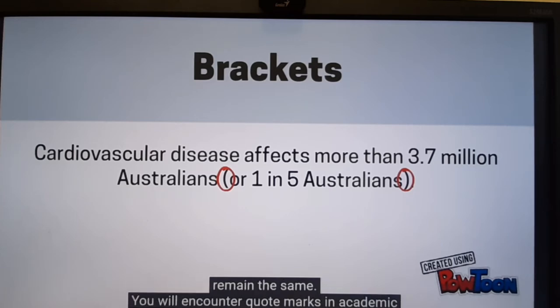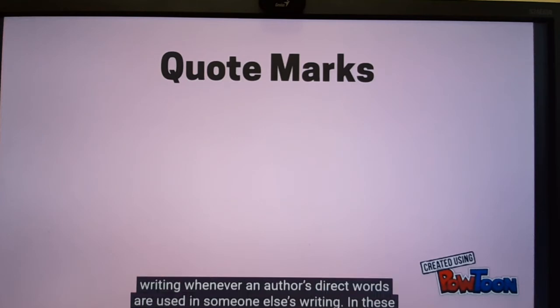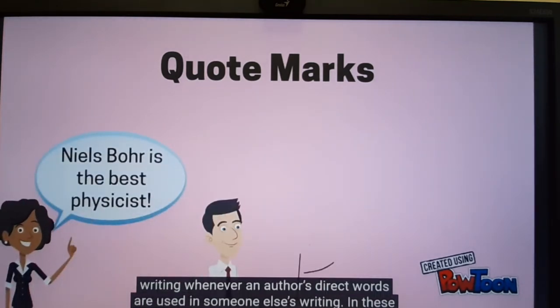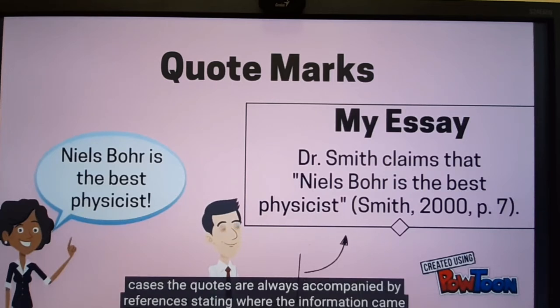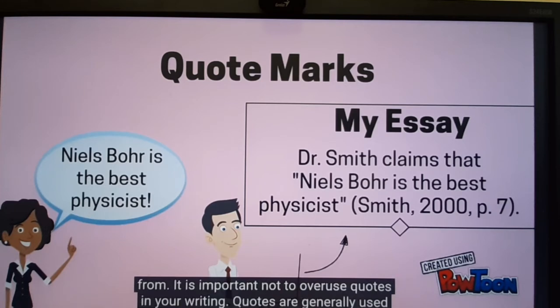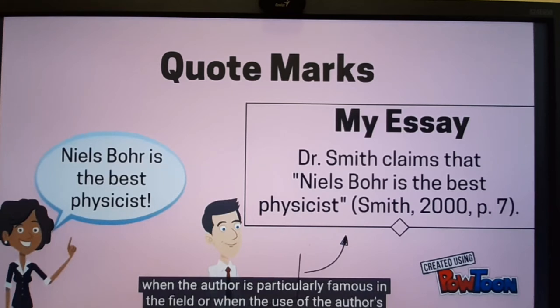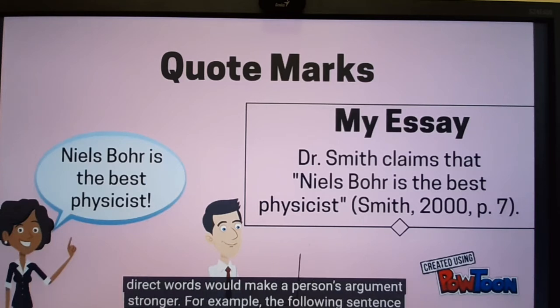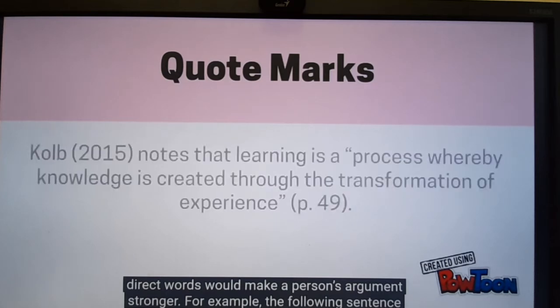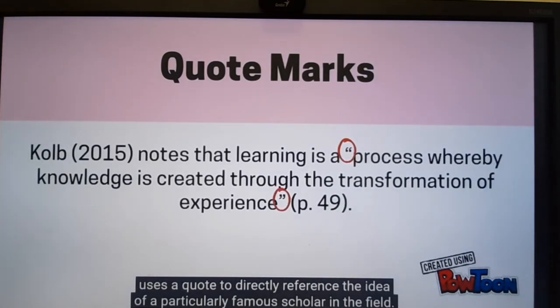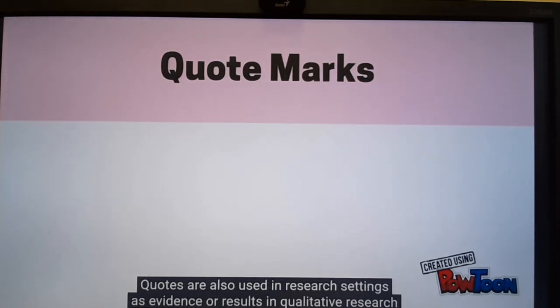You will encounter quote marks in academic writing whenever an author's direct words are used in someone else's writing. In these cases, the quotes are always accompanied by references stating where the information came from. It is important not to overuse quotes in your writing. Quotes are generally used when the author is particularly famous in the field or when the use of the author's direct words would make a person's argument stronger. For example, the following sentence uses a quote to directly reference the idea of a particularly famous scholar in the field.